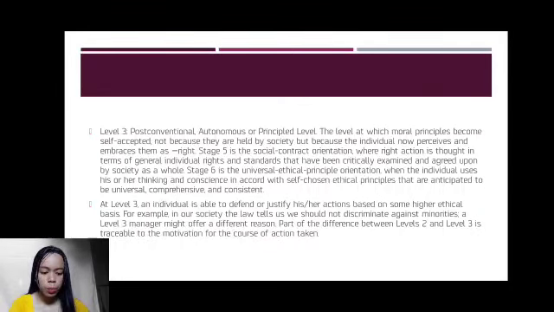It is the level at which moral principles become self-accepted, not because they are held by society but because the individual now perceives and embraces them as right. Stage 5 and stage 6 belong to this level. In this level, the individual's sense of morality is defined in terms of abstract principles and values.